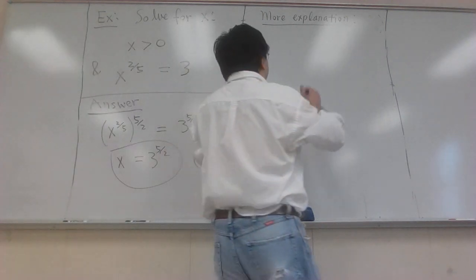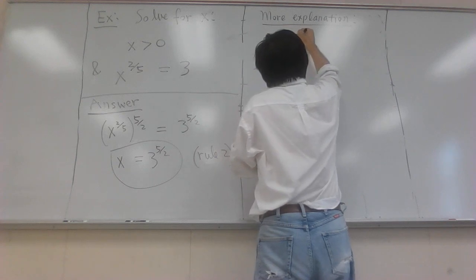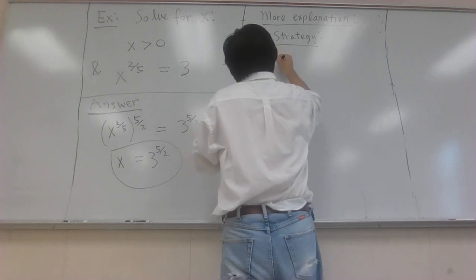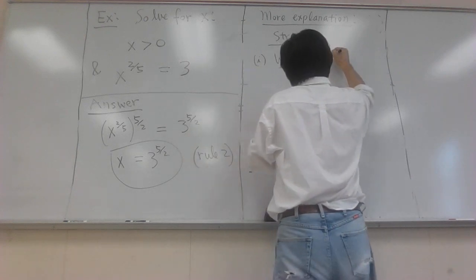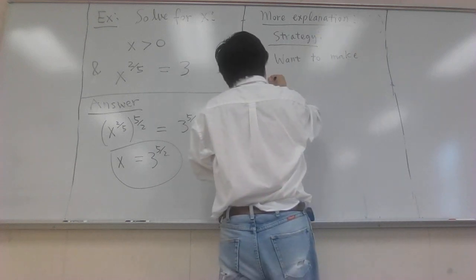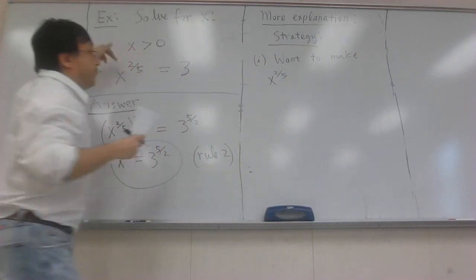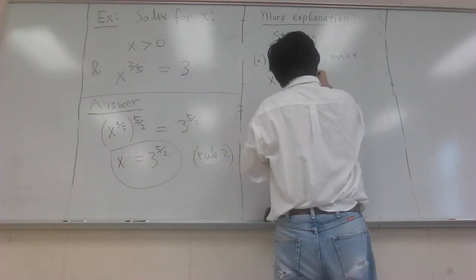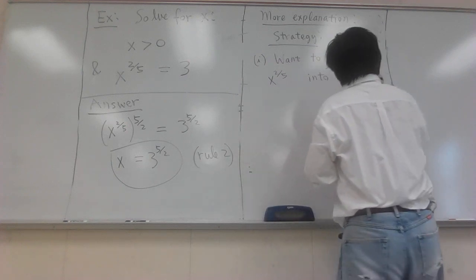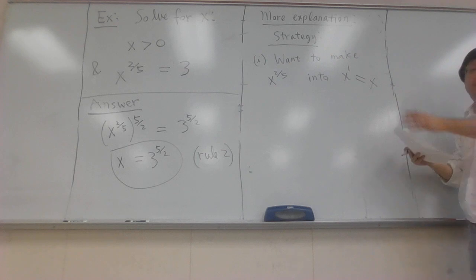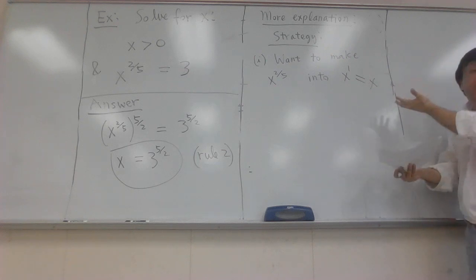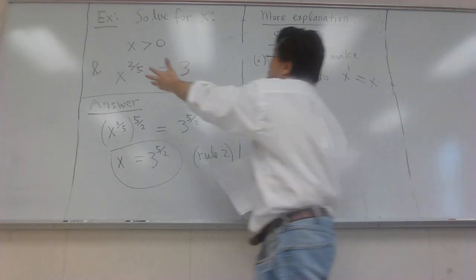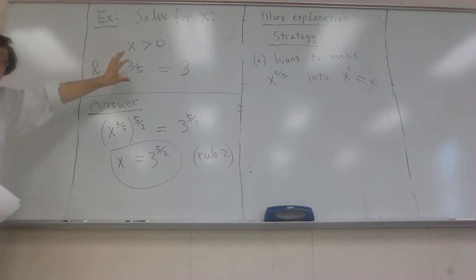So the strategy is you want to make this 2/5 in x to the power of 2/5 into a 1, into x to the 1, because x to the 1 is the same as x. So once you have x, you've isolated the x, you've solved for x. So you want to make this 2 over 5 into a 1.